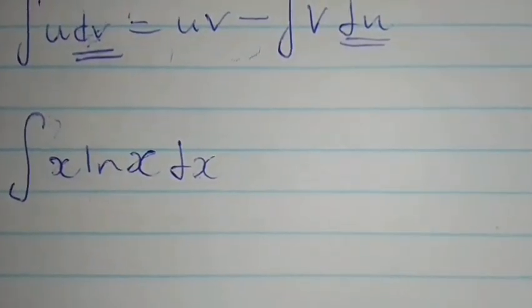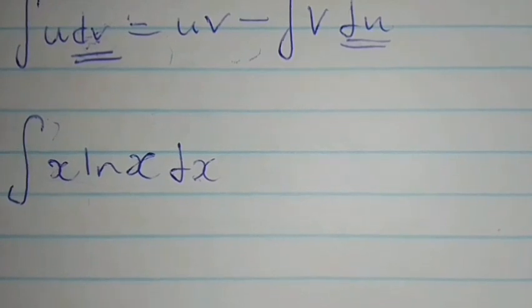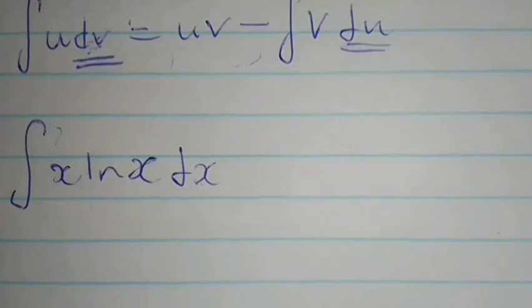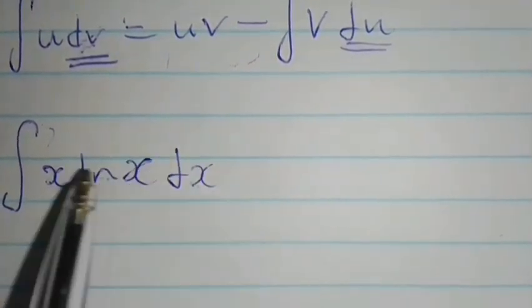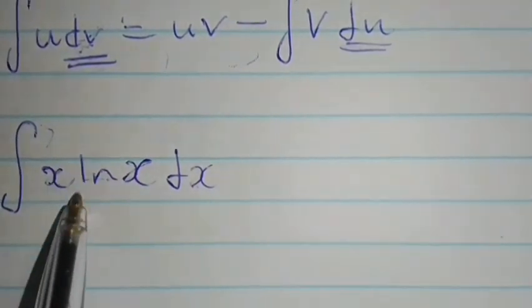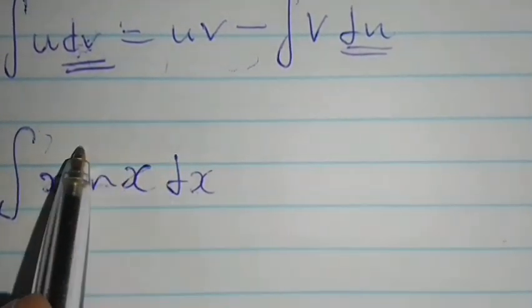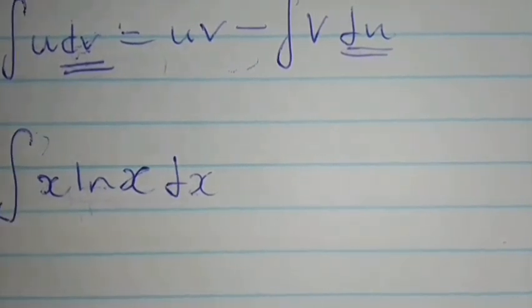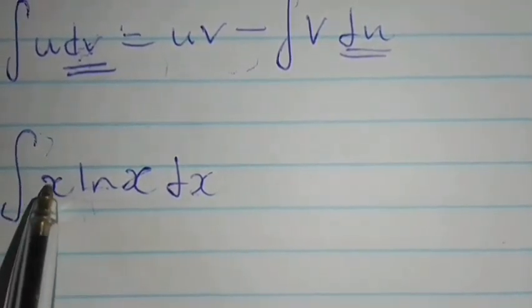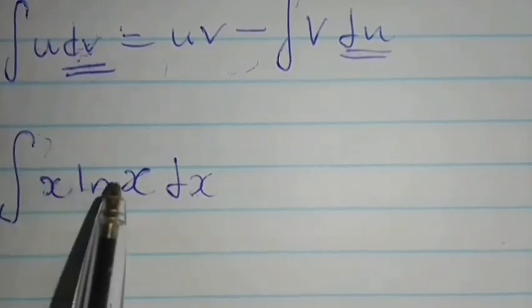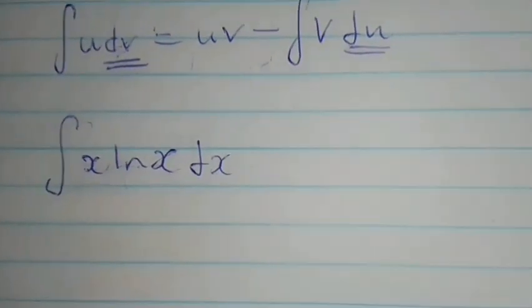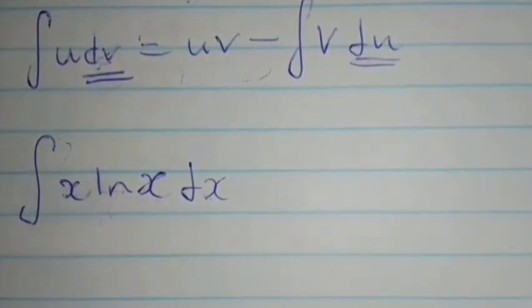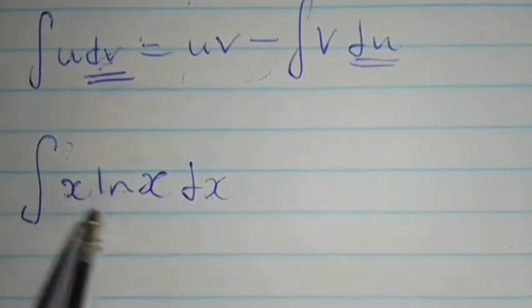Okay, look at this thing. What derivative do you know? What can you derive? We can derive both x and ln x, okay? And then what can we integrate? I don't know about you, but I don't know the integral of the natural log of x, so I'm just going to stay away from that. I can integrate x. So if you cannot integrate the other one, but you can integrate this one, then let that be your dv. Let what you can integrate be dv.